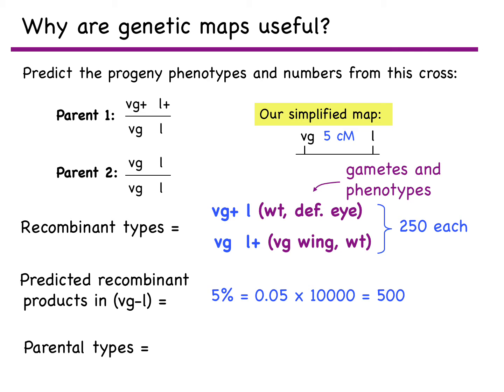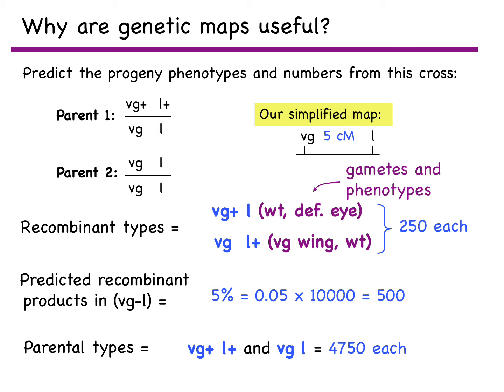So now with this information, it's relatively easy to calculate the parental types. You just basically subtract 500 from 10,000, divide that by 2, and that's how many of each of the parental types you'd expect to get. And the two parental types are shown here, and I think you can infer what the phenotypes of these flies would be based on what I've already told you about the genetic inheritance patterns of these genes.